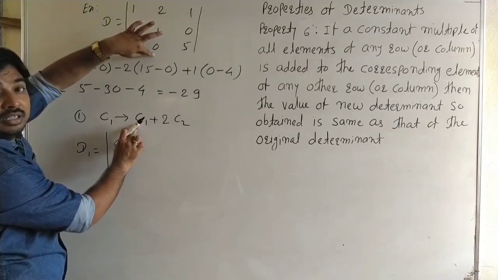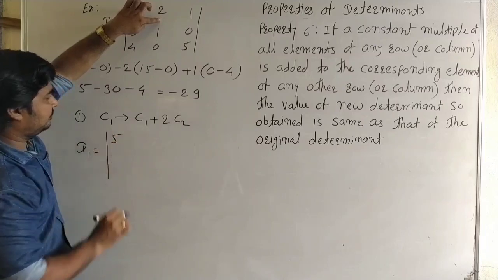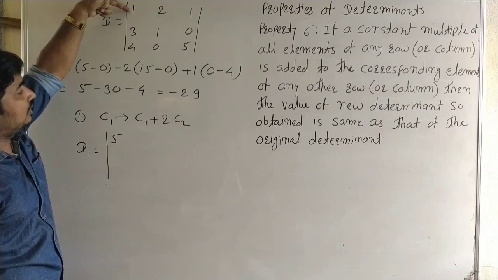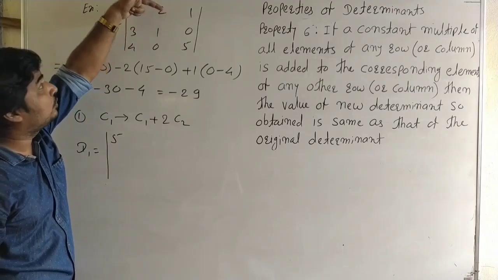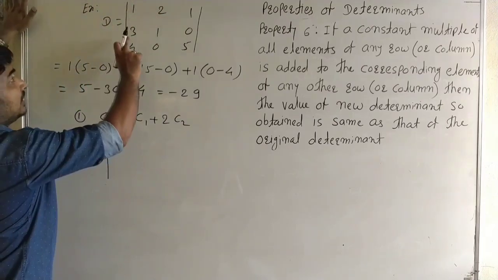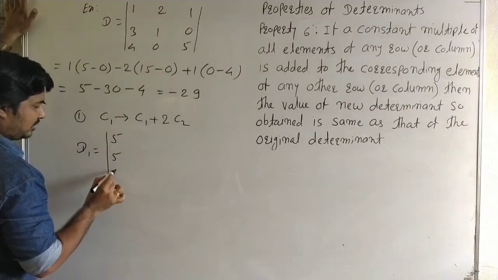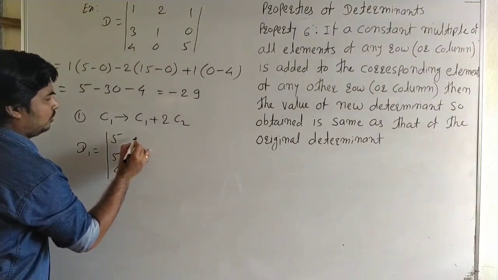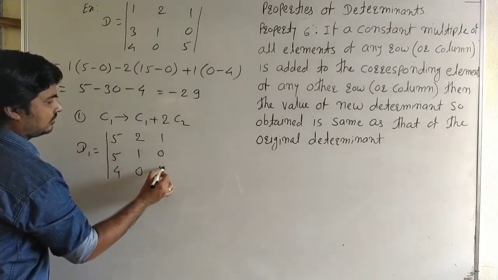And then adding it in column 1. Therefore 1 plus 4, it is 5. See carefully, C1 plus 2C2. C1 is 1. 2C2 is 2 into C2, that is 2 into 2, it is 4. Therefore 1 plus 4, it is 5. Then 3 plus 2, again it is 5. And 4 plus 0, it is 4. See carefully. Okay, and then column 2 as it is, column 3 as it is.